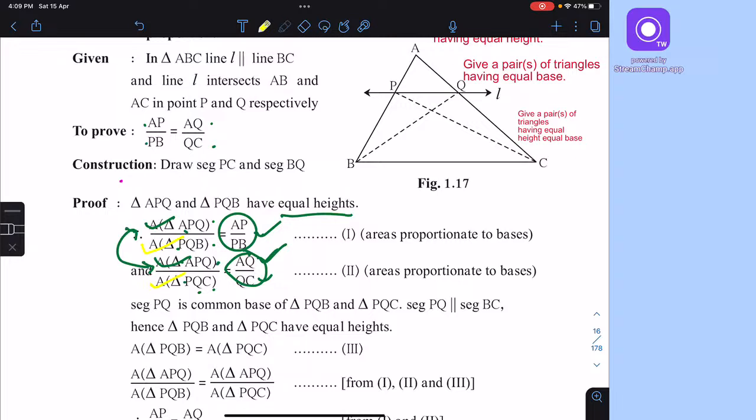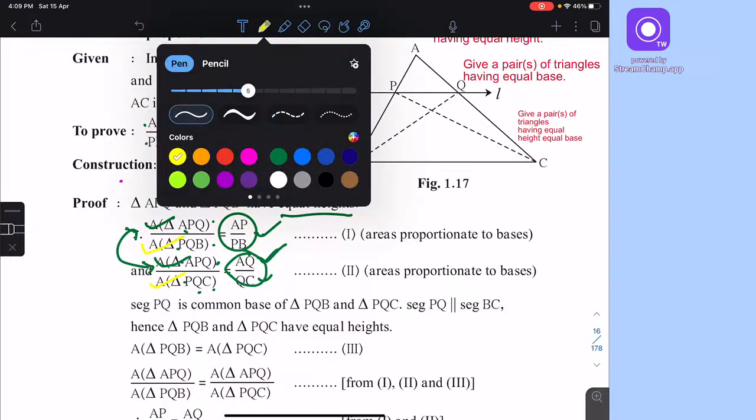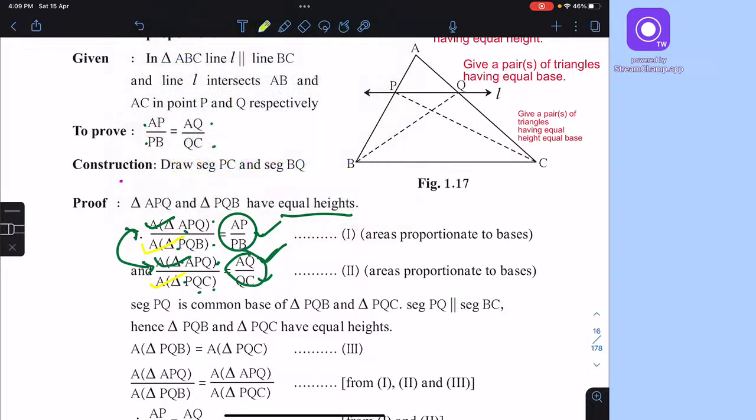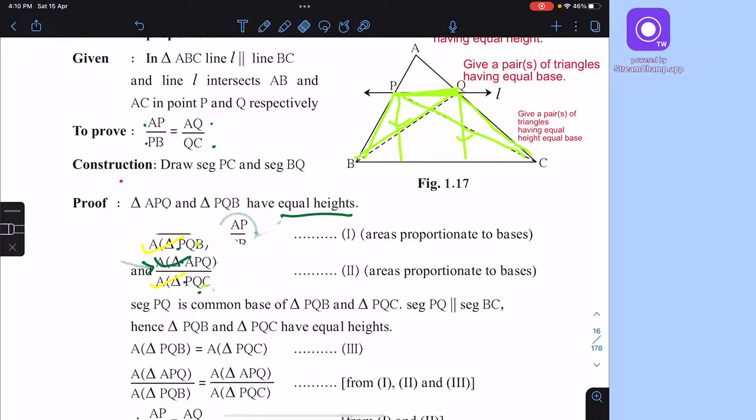Here I had told you before that if you consider triangle PQB and triangle PQC, these two triangles have the common base PQ, and their heights, being the distance between the two parallel lines, are the same. So their bases are common and heights are equal, and therefore the areas of PQB and PQC are equal. That is what they have written here.